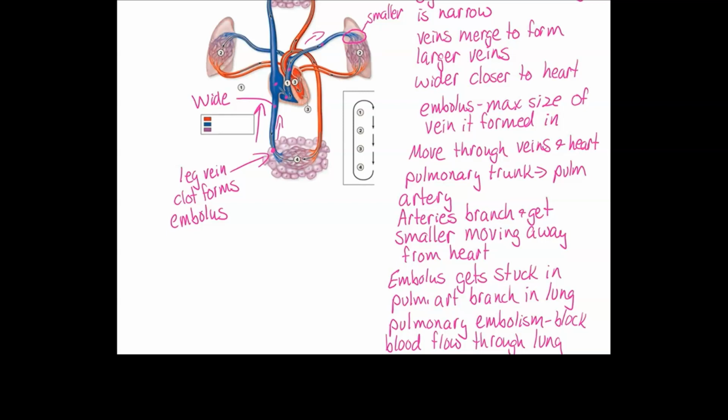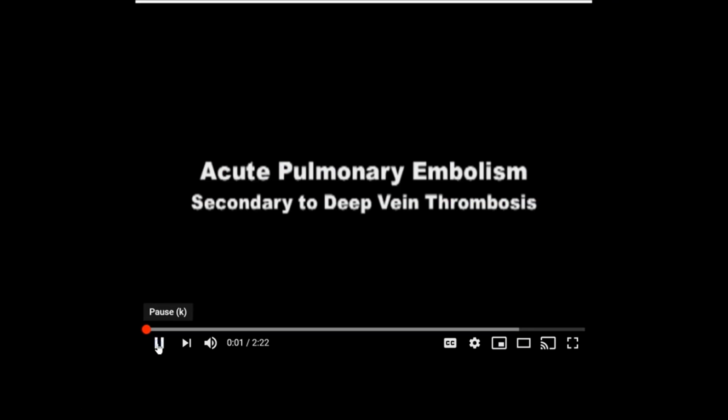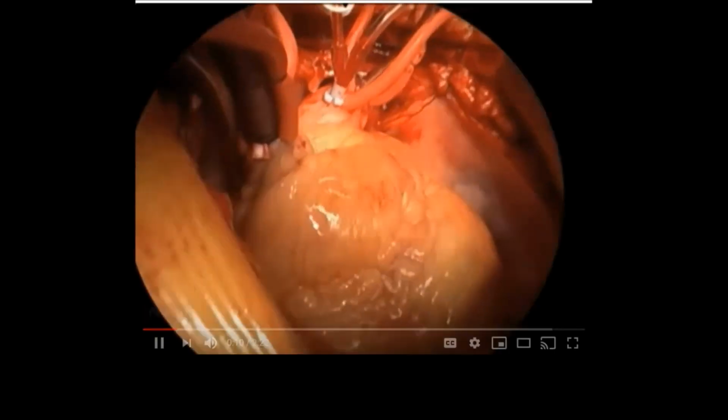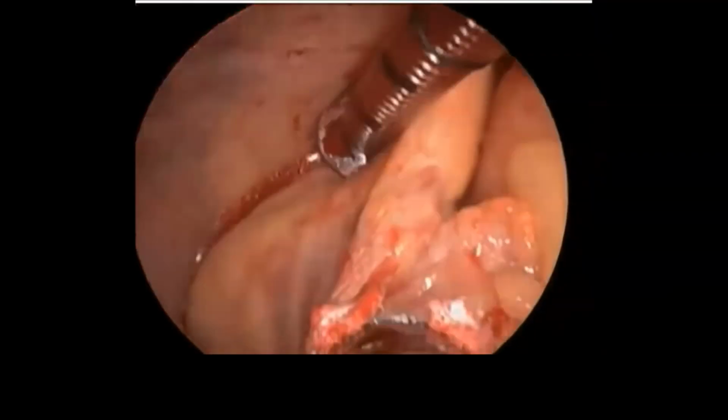Now we can look at a video that was taken in an operating room of some surgeons removing a pulmonary embolus. This is a case of an acute pulmonary embolism from a deep vein thrombosis. Here we're performing a pulmonary thromboembolectomy. Here we've established the patient on cardiopulmonary bypass.